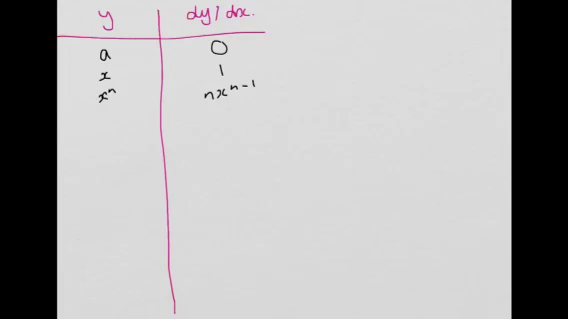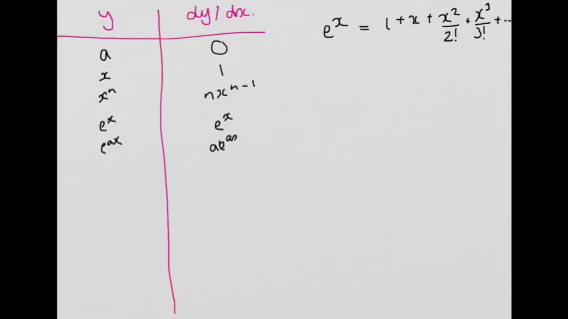So now, what happens if I have things other than polynomials? Well, if I have e to the x, that can be given to me by this expansion: 1 plus x plus x squared over 2 factorial plus x cubed over 3 factorial plus and so on. And if I work that out, what I actually find out is when I differentiate e to the x, I end up with e to the x. If I have e to the ax, when I differentiate it, I'm going to end up with a e to the ax.